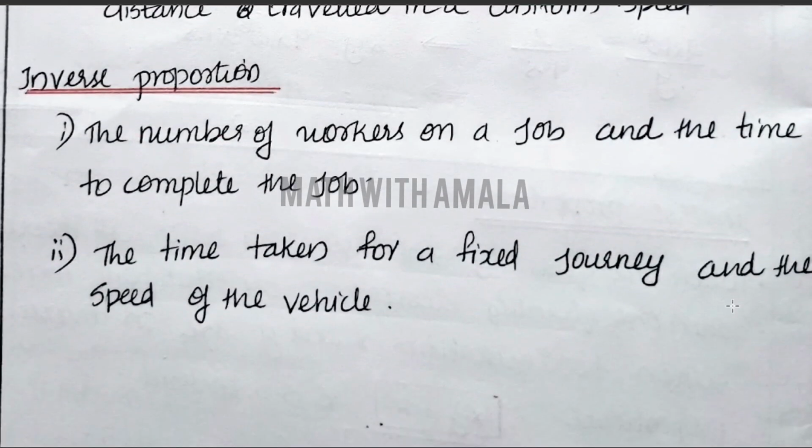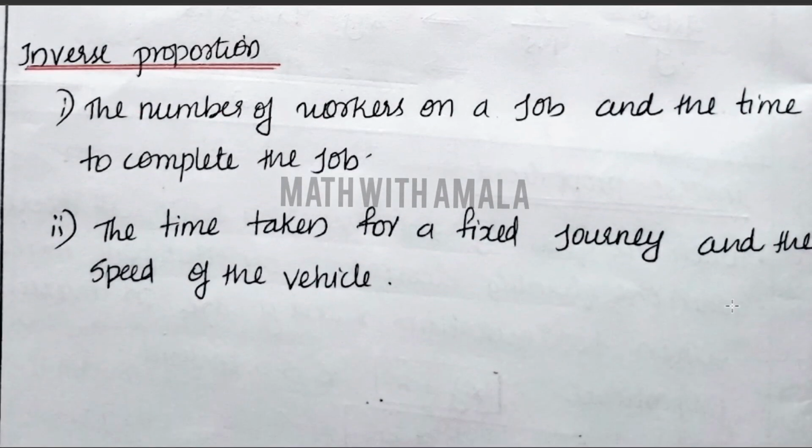In inverse proportion, you can have two examples like the number of workers on a job and the time to complete the job. When the number of workers increases, the job will be completed very fast. That means the time will be decreasing there. The time taken for a fixed journey and the speed of the vehicle. If the speed of the vehicle is increasing, the time will be decreasing.